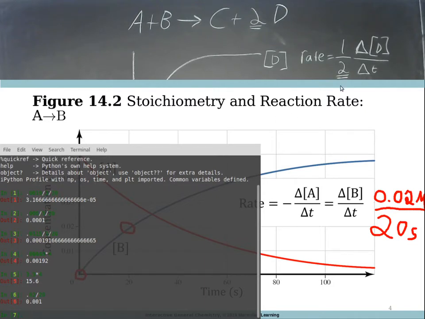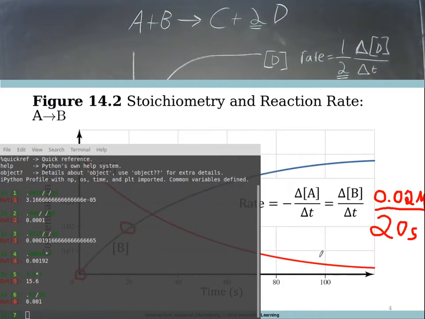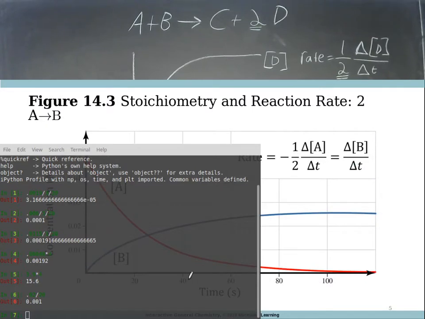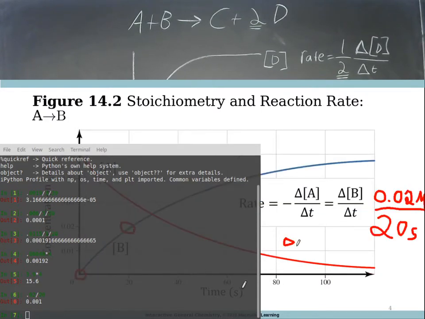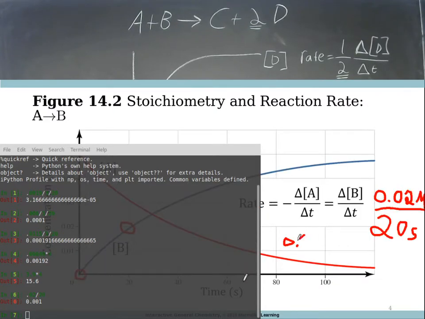So the rate would be, oh my goodness, 0. This is intolerable. 0.001, and that will have units of molar concentration per second. There we go. Fantastic, I managed it.